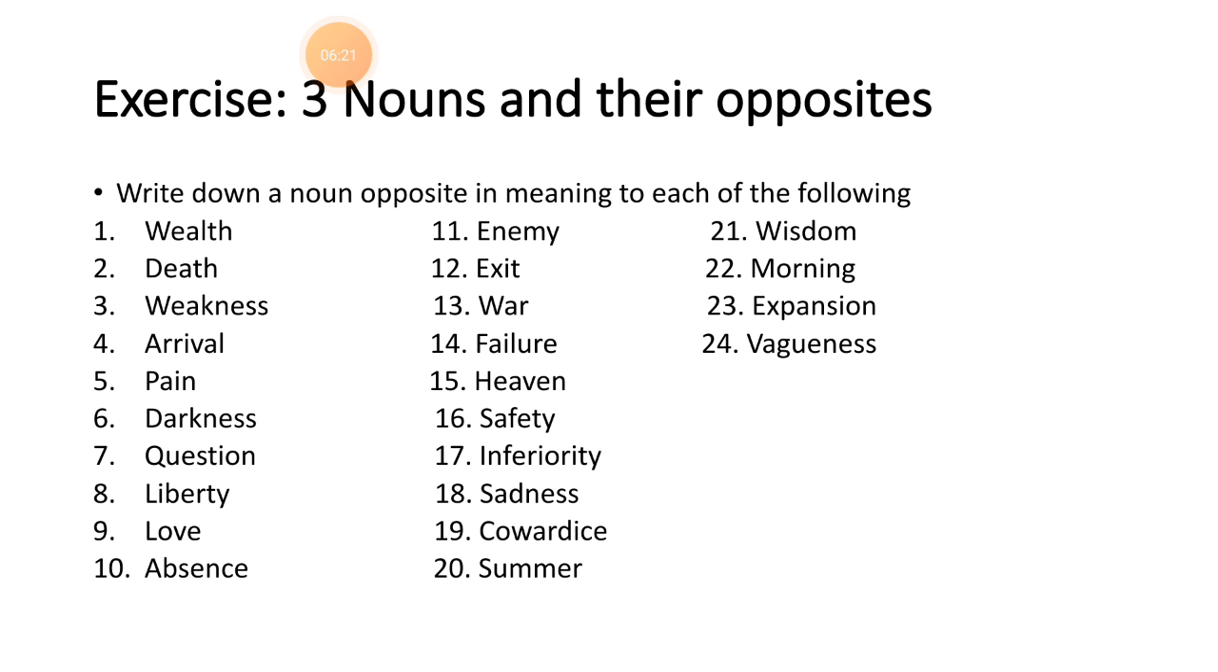Right? Moving on. Nouns and their opposites. So write down a noun, opposite in meaning to each of the following. For example, wealth is poverty, enemy, friend, wisdom. What is wisdom? Okay, I'll leave that on you. Okay, it's ignorance. Okay, wealth, death, weakness, rival. Well, they're all here. You can go through them, find their opposites, and use these words.